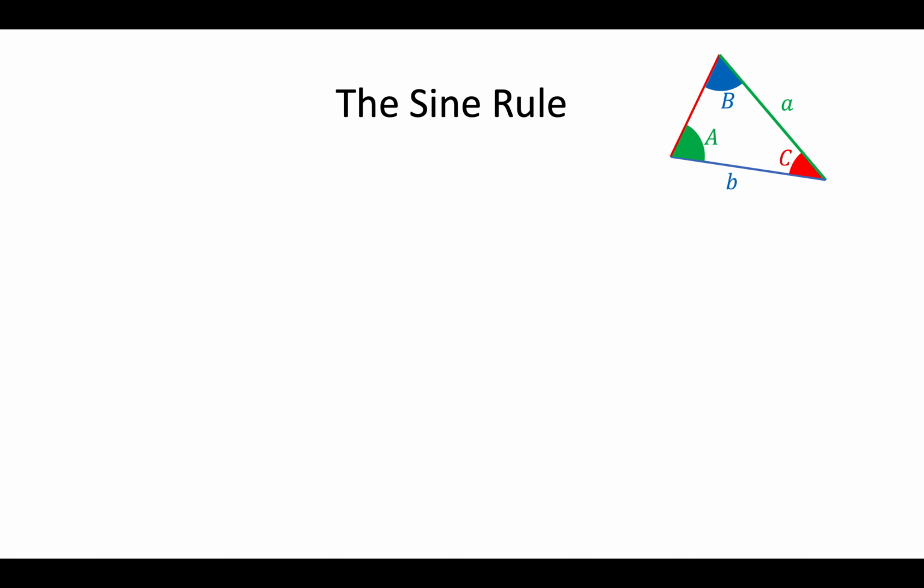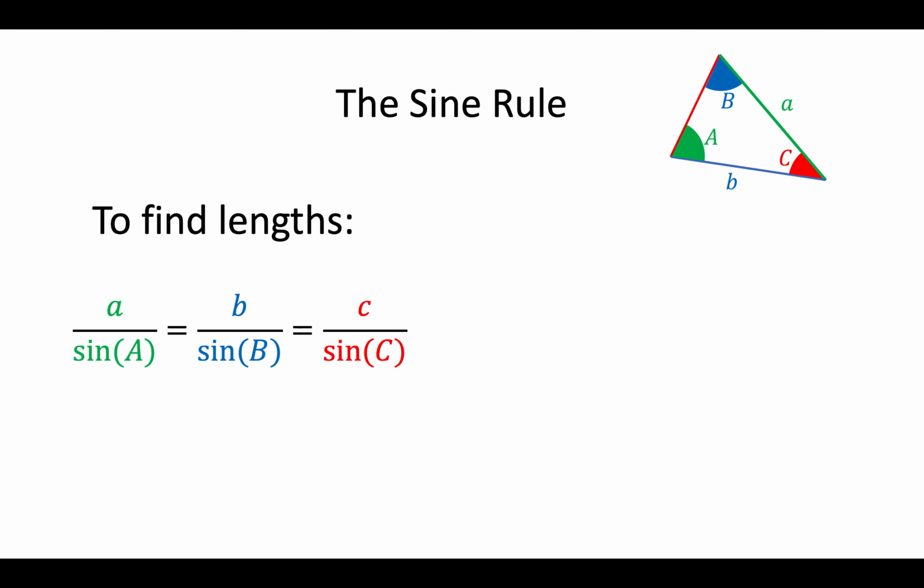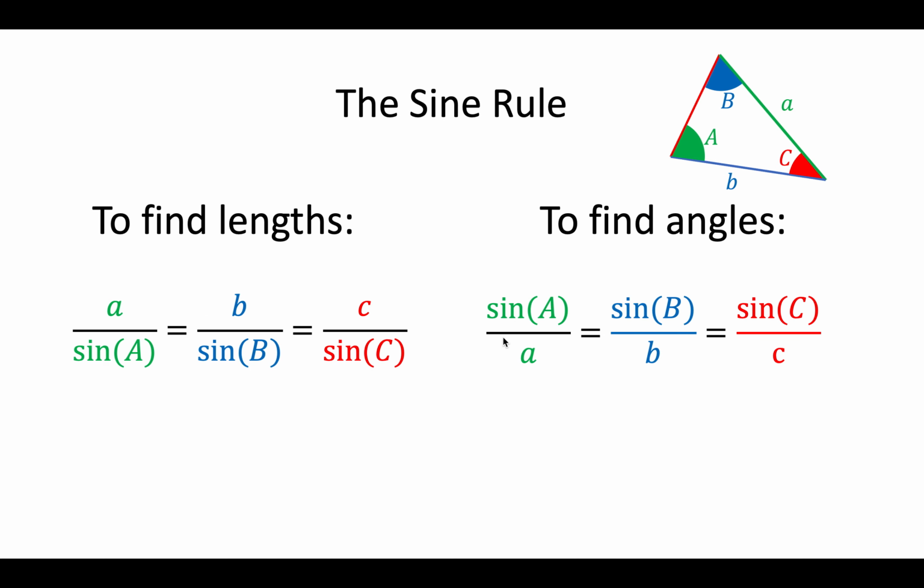Now, let's look at the formulas for the sine rule. To find the lengths using the sine rule, we use this formula over here, where the lengths go on top and the angles go on the bottom inside of the sines. To find the angles, we have the angles on top inside the sines over the lengths on the bottom. Notice it's the exact same formula just flipped upside down.